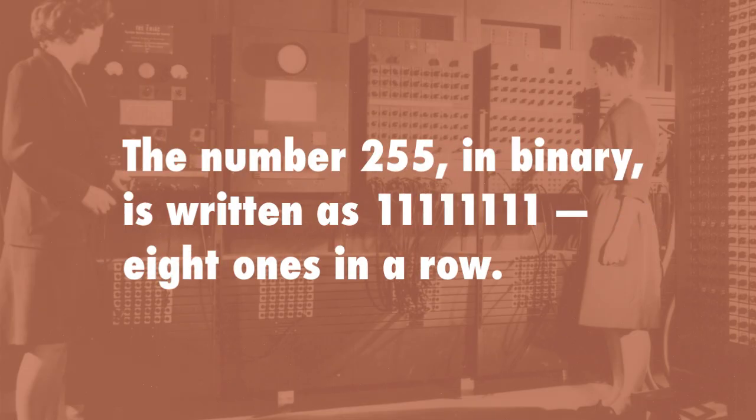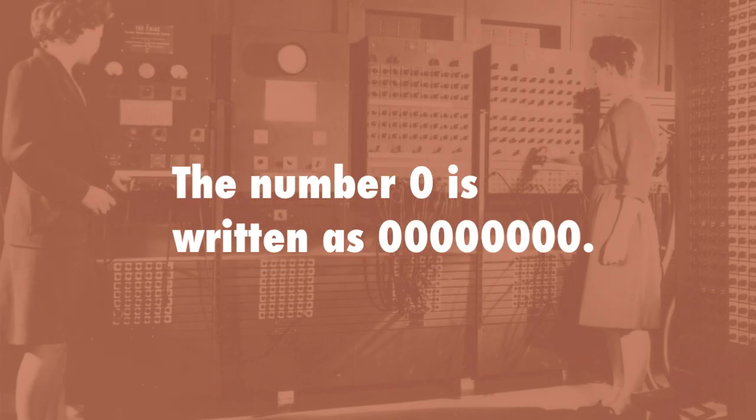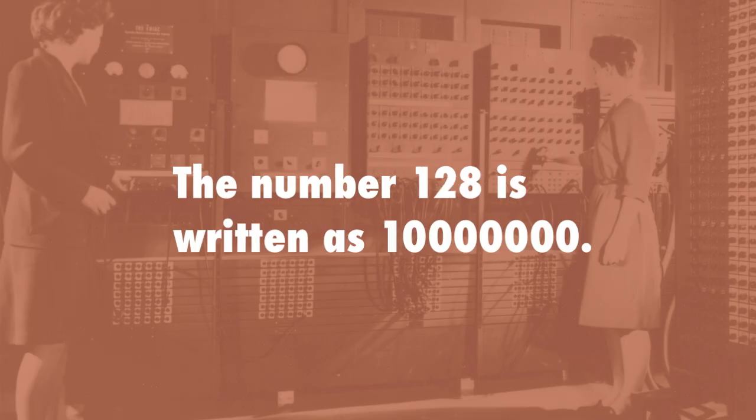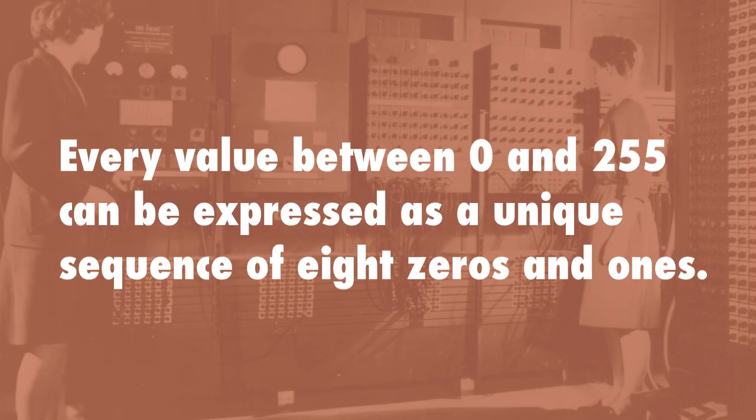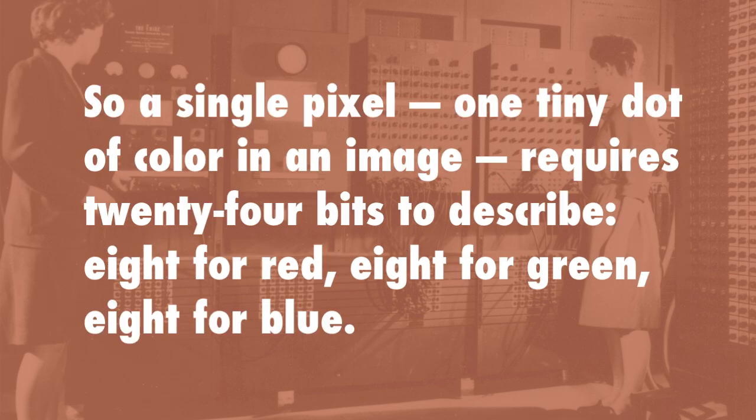The number 255 in binary is written as 11111111, 8 ones in a row. The number 0 is written as 00000000. The number 128 is written as 10000000. Every value between 0 and 255 can be expressed as a unique sequence of 8 zeros and ones. So a single pixel, one tiny dot of color in an image, requires 24 bits to describe: 8 for red, 8 for green, 8 for blue.